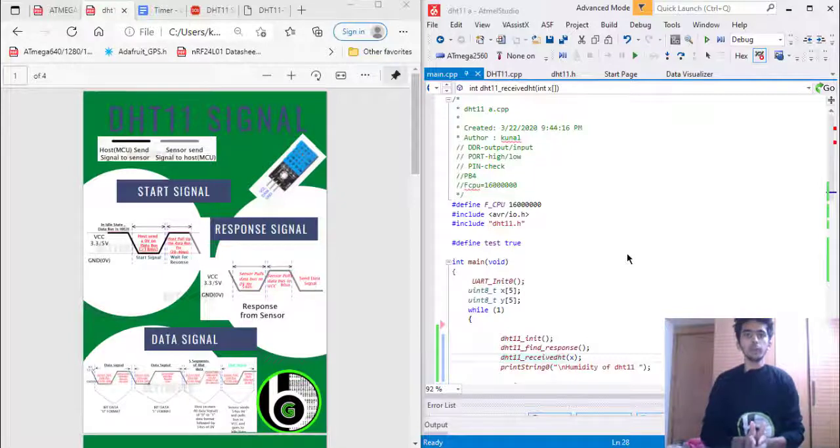Today in this video I am going to tell you how to interface the DHT11 sensor totally in embedded C code to our AVR microcontrollers. And similarly, you can interface it to any microcontroller by just understanding the logic and the concept. So now let's begin.